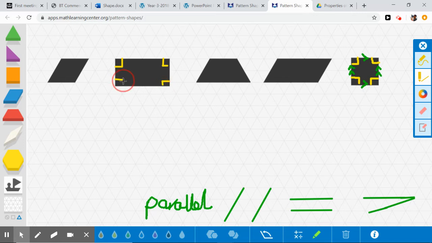Not very good at drawing right angles. It also has two pairs of parallel lines. These two sides are parallel. And these two sides are parallel. The difference is the square, all the sides are equal, but with a rectangle, only opposite sides are equal. This side is equal length to this side, and this side is equal length to this side.